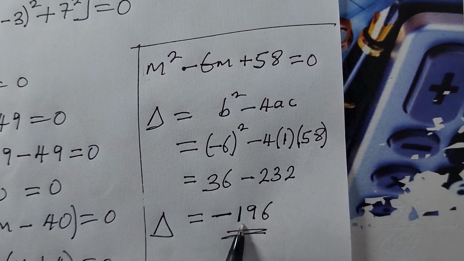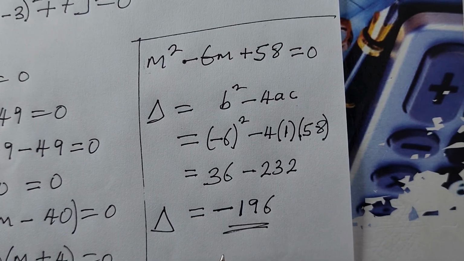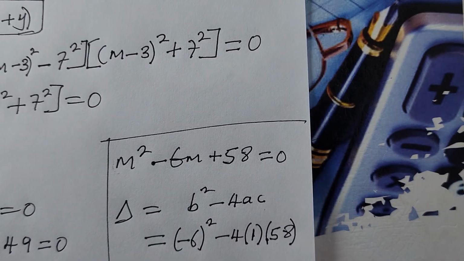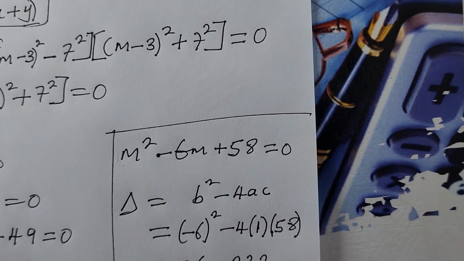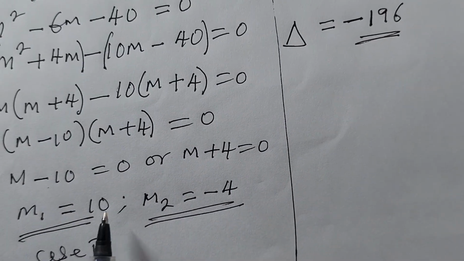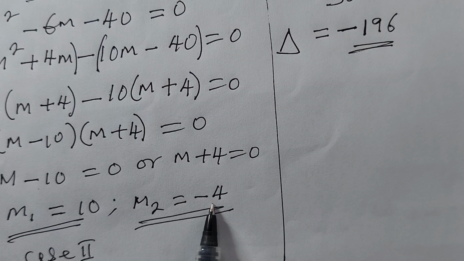So look at our discriminant here. Since we have this to be negative, definitely we are going to have imaginary roots from this part, and we don't need that. We are asked to look for only the real roots. So we have m1 is equal to 10, m2 is equal to minus 4.